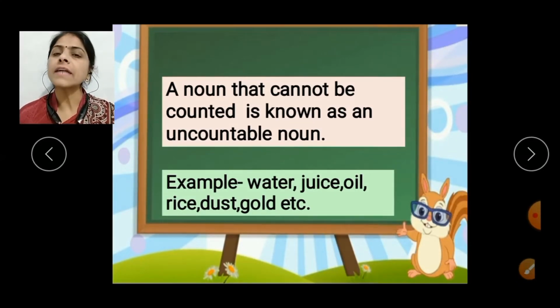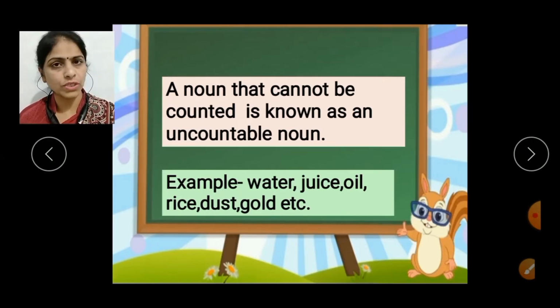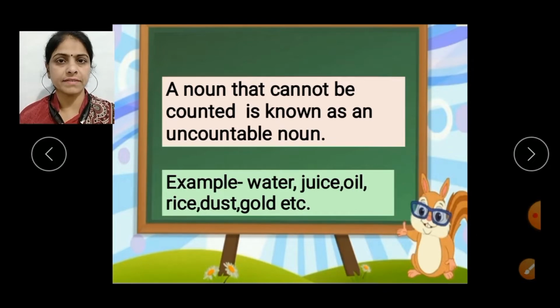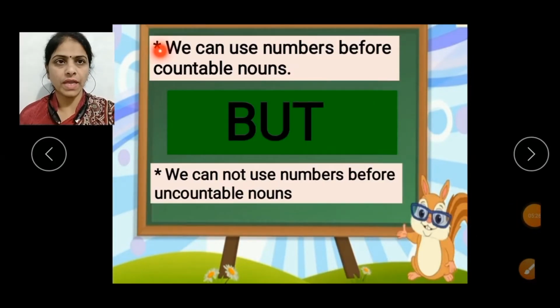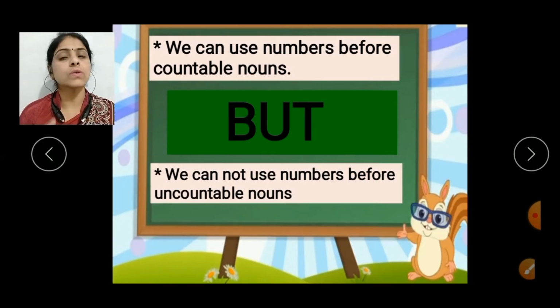After this, let's have some important points which help us to identify countable or uncountable things. The first point is we can use numbers before countable nouns, but we cannot use numbers before uncountable nouns. So if the noun is countable, we can write the number before it. And if the noun is uncountable, we cannot write any number before it. Let's understand it with an example.